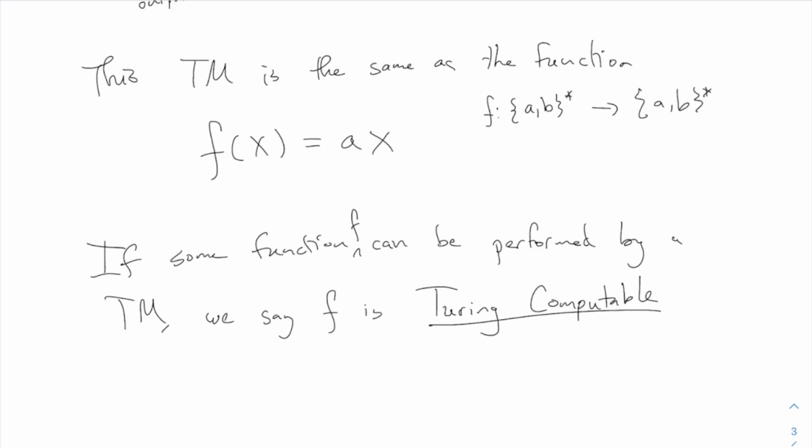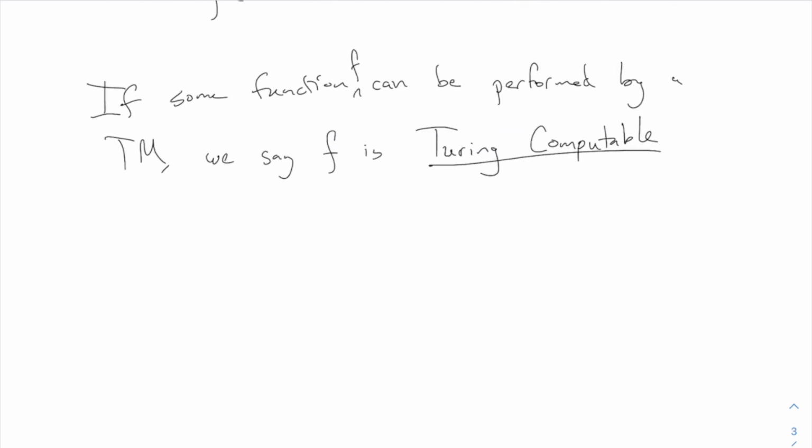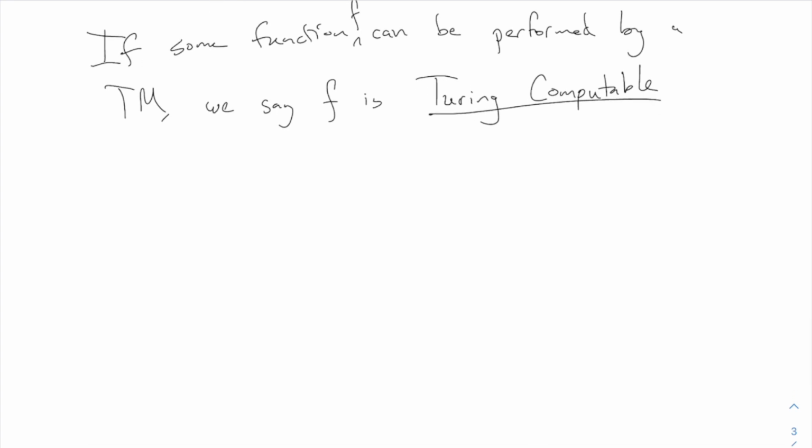Could we make a machine? Let's try. So your next homework assignment will have a big list of functions, and I will say, give me a Turing machine that computes this function. It's similar to give me a Turing machine which computes a particular language, although it's slightly different. How about f of x equals xb? Put a b on the end. Can we make a machine that does that?